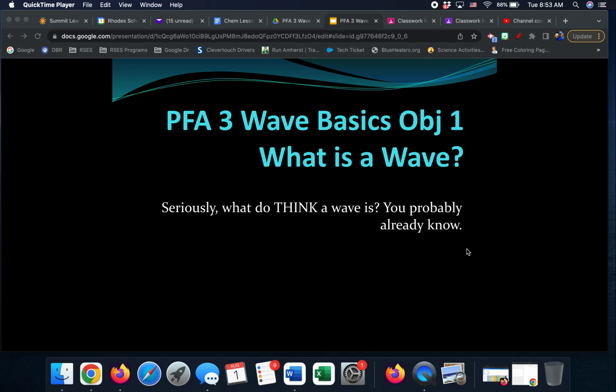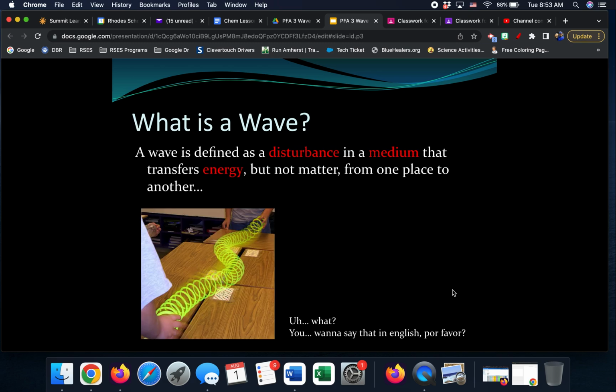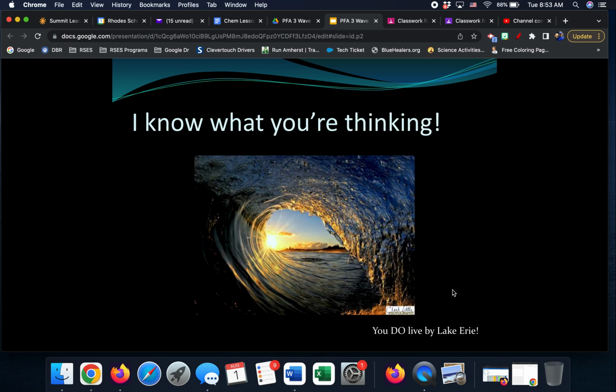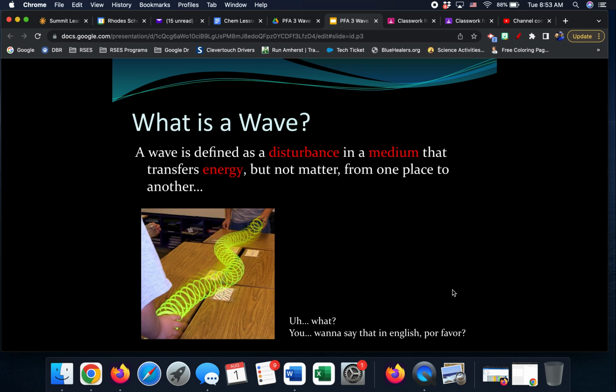Talking about the basics of waves. When you think of a wave, I'm willing to bet virtually all of you, myself included, think of water. And water is a type of wave. So we'll get into why water is a type of wave and what defines waves as they are.